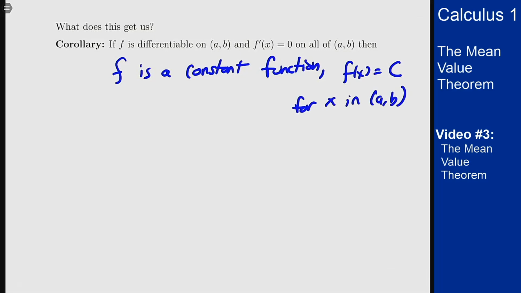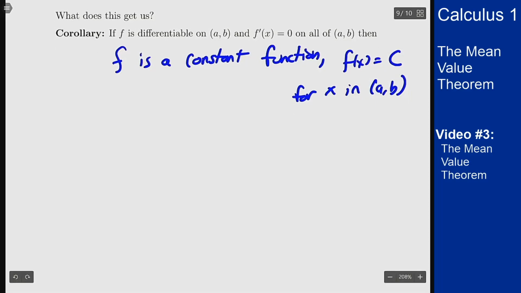This seems somewhat obvious, right? This is sort of an intuitive property that we have. If my derivative is always 0, I always have horizontal tangent lines. Therefore, my graph needs to be constant. It needs to be a horizontal line for my graph. Well, the mean value theorem lets us actually prove that directly. How do we do that?